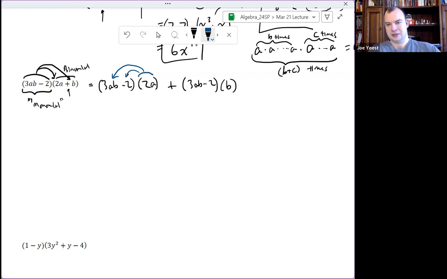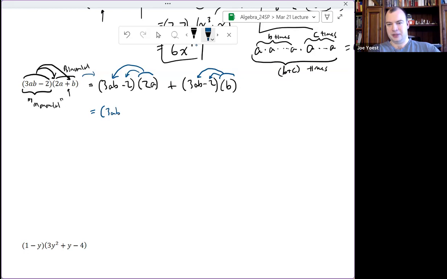Here, I can distribute that 2a into the 3ab and onto the minus 2. And similarly, I could distribute this b into the 3ab and into the minus 2. So I'm going to use my distributive property two more times here. I used it once in this step, and then I'm going to distribute 2 more times. I should end up with 4 terms from this.